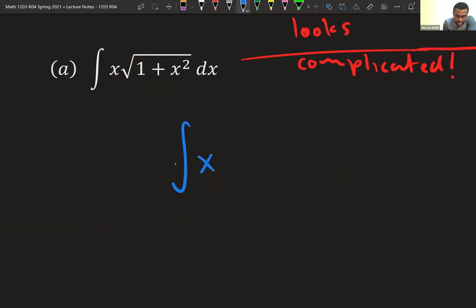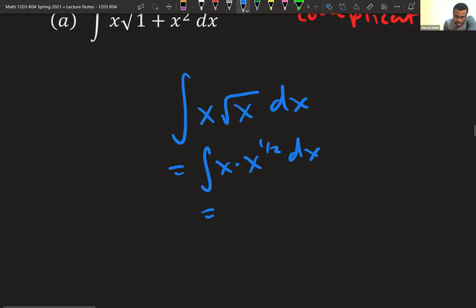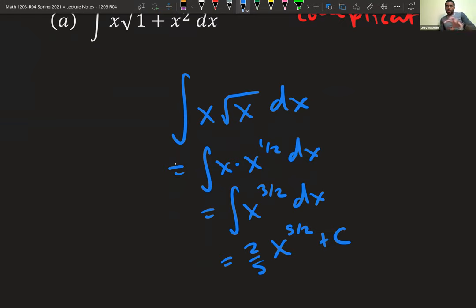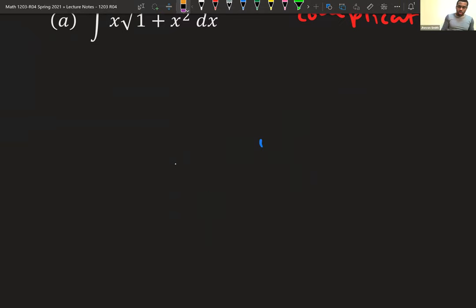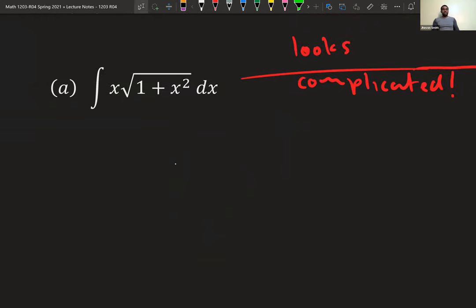If you had something like x times the radical of x dx, that would be no trouble, right? Because then you would just write this as x to the 1/2. And then that would be x to the 3/2. And then that would be x to the 5/2 times 2/5. Right? It would be no problem. If there was a single variable under the radical, it would be easy. And so having noticed that, what we're going to do is make a substitution and put a single variable under the radical.